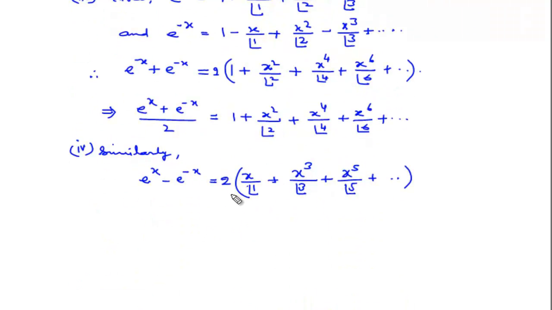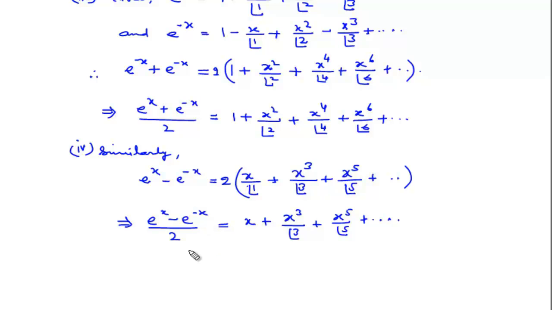Again, if I bring this 2 to the left hand side by cross multiplication, then I obtain e to the power x minus e to the power minus x upon 2 is equal to x plus x cube upon factorial 3 plus x raised to the power 5 upon factorial 5 plus and so on, up to infinity. So here in this expansion I obtain odd powers of x.